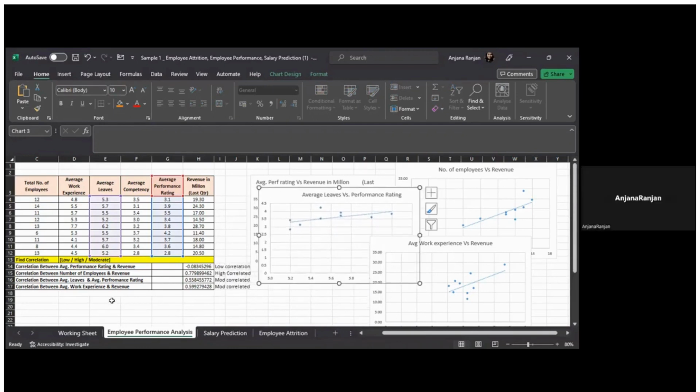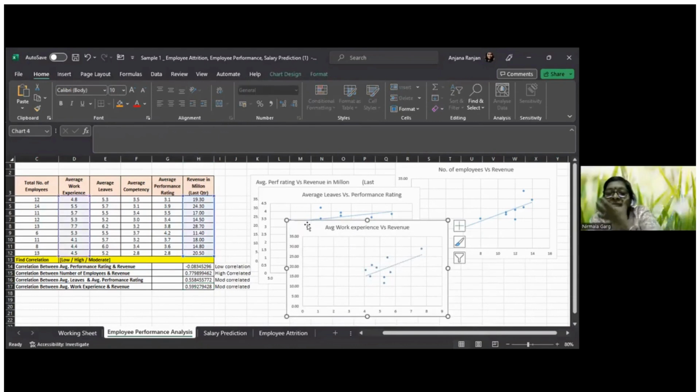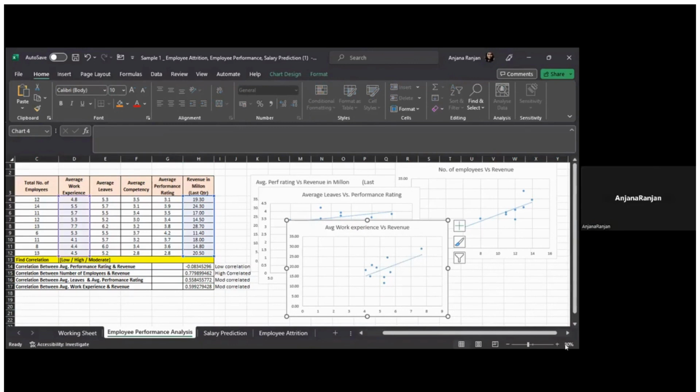The last is the correlation between average work experience and revenue. Again, it is 0.599, so it is again moderately correlated. There is some kind of a relationship between work experience and revenue. Excellent.